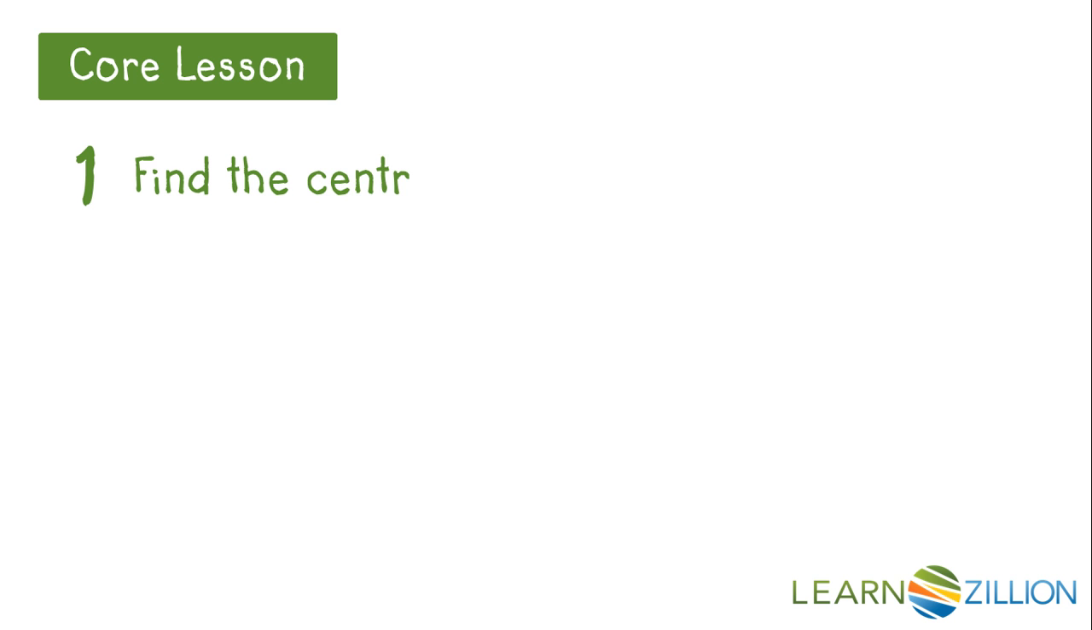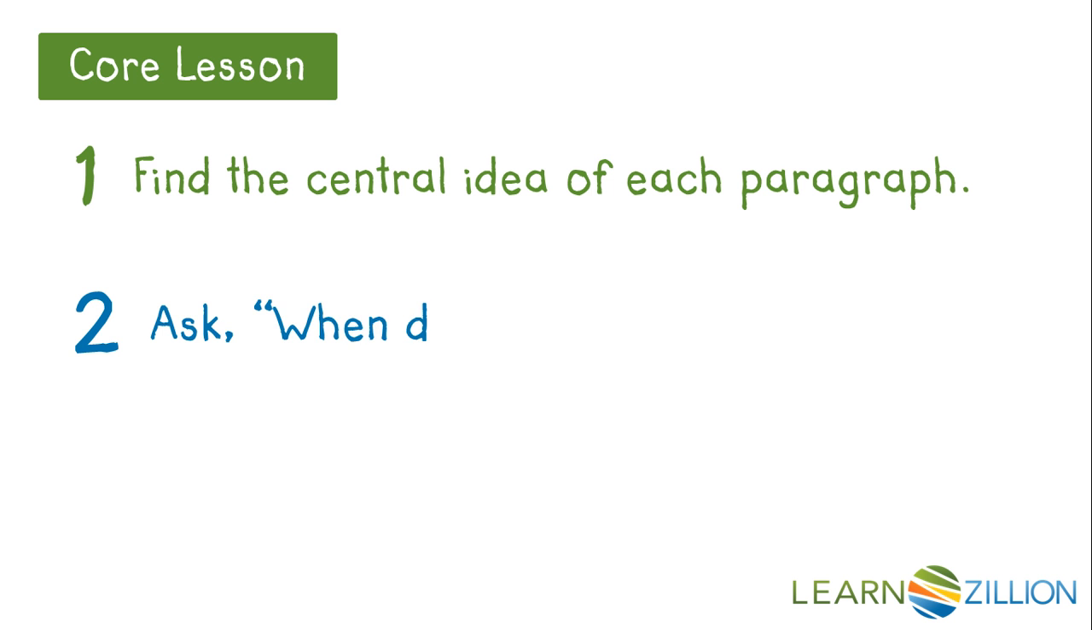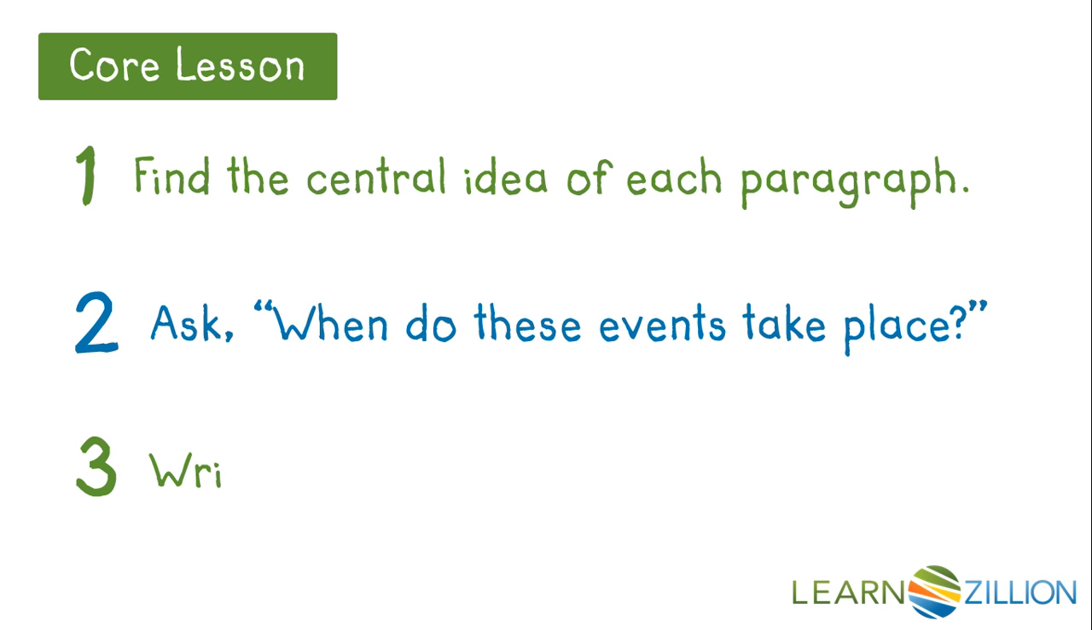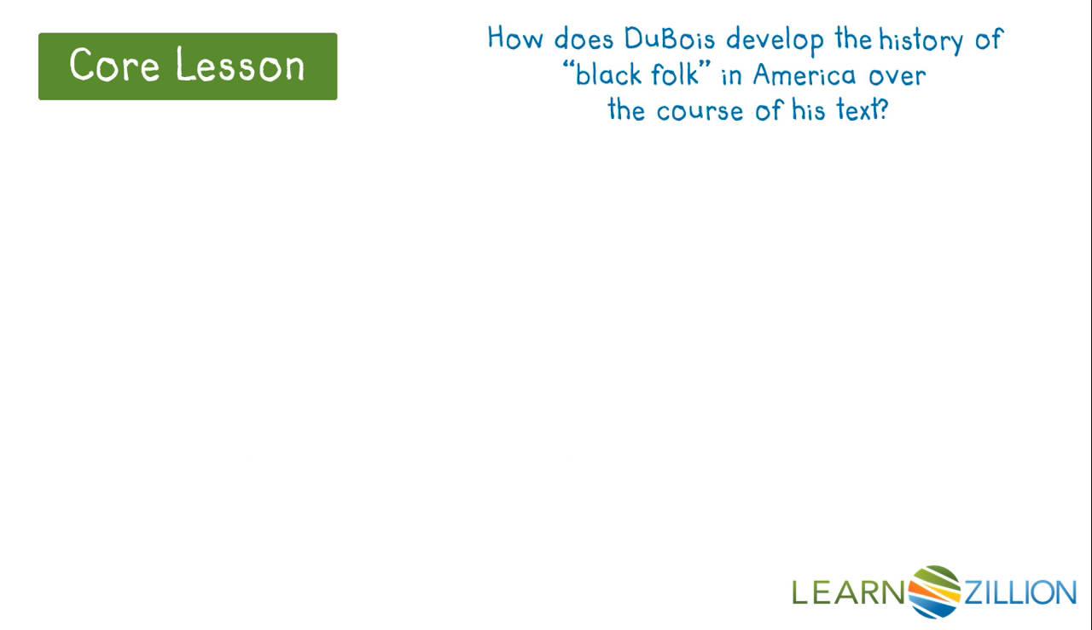So first we're going to find the central idea of each paragraph. Then we're going to ask, when do these events take place? Finally, we're going to write down each idea in order. So here's our question again, and look that it's mainly asking us to develop the history of Black folks. So we want to concentrate on history.